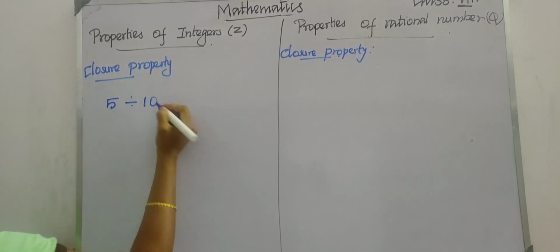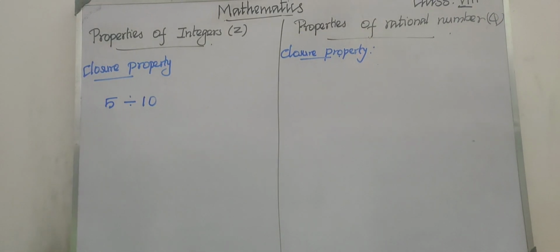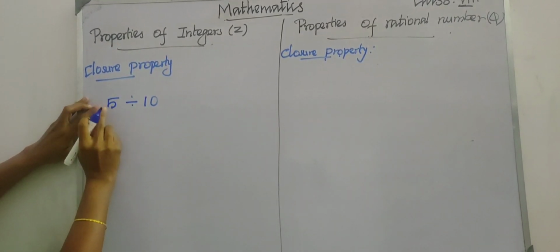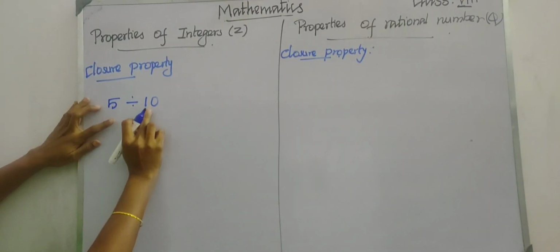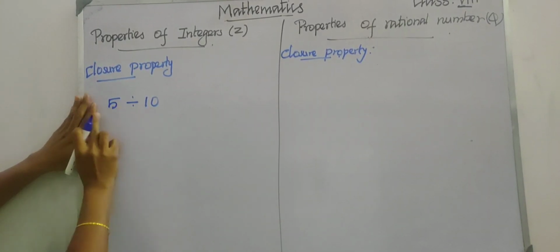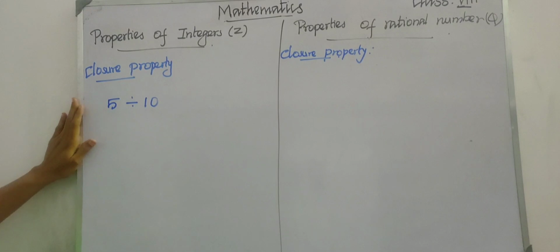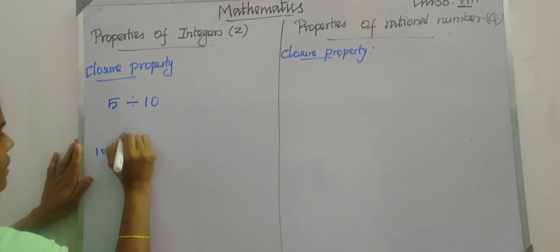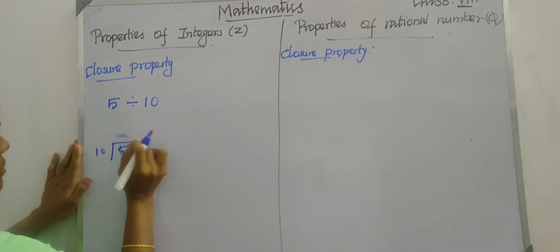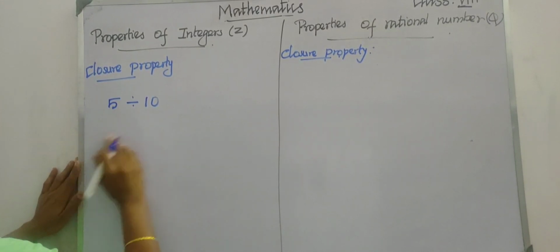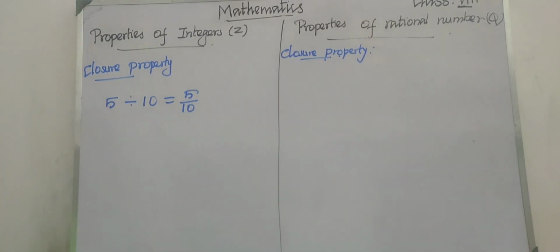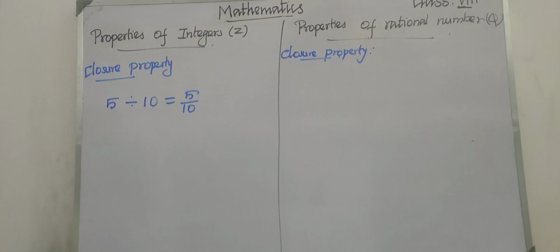So 5 divided by 10. What will you get? 5 is an integer, right? 10 is also an integer, okay? While dividing 5 by 10, what will you get? We can't write it as an integer, so we will get the answer as 5 upon 10. Is 5 upon 10 an integer? No, right? It is a rational number, so children.